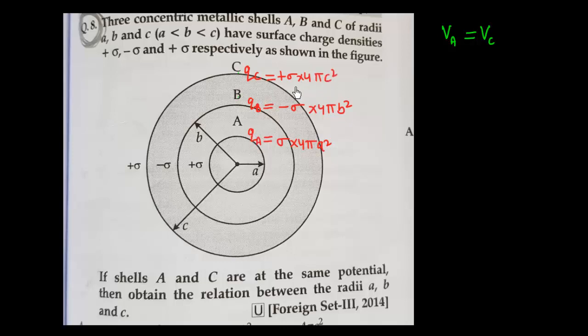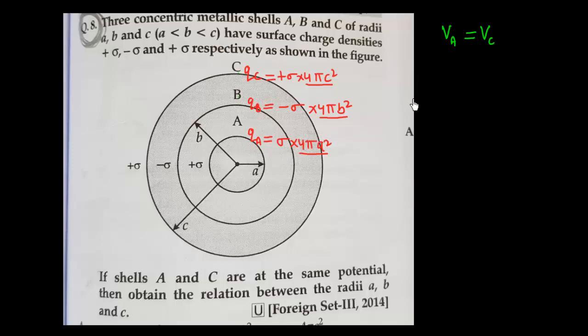Surface charge density is charge per unit area. So shell C has surface area 4 pi c square, B has surface area 4 pi b square, and shell A has surface area 4 pi a square. So to get the charges on these shells, we have to multiply the surface charge density with their respective areas.